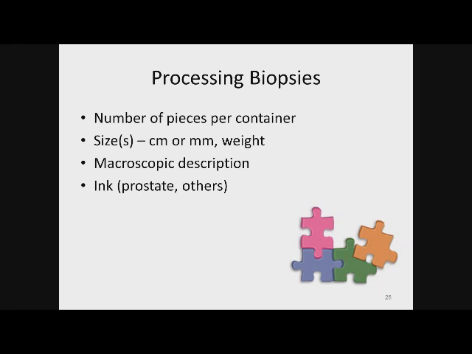A macroscopic description of what we see. Now, this can include photographic reports as well. Previously, especially 15, 20 years ago, this photographic representation of tissues wasn't always possible because of film, but now with digital cameras, it makes it much, much easier. And then finally, inking the specimens, things like prostate, where we have to ink the margins, the edges, etc. That's part of the processing.